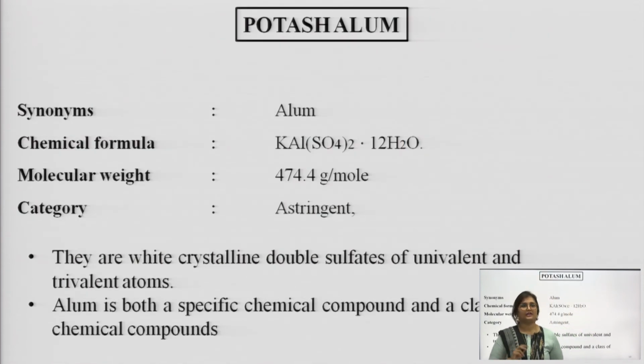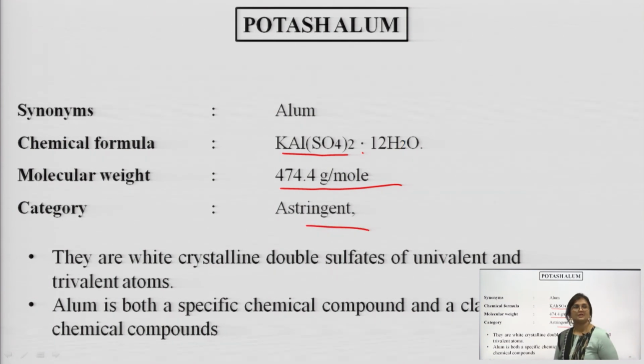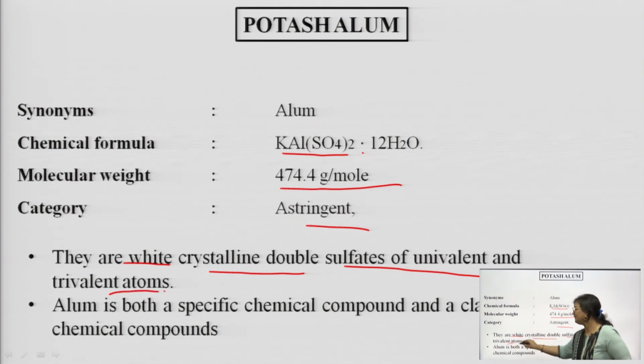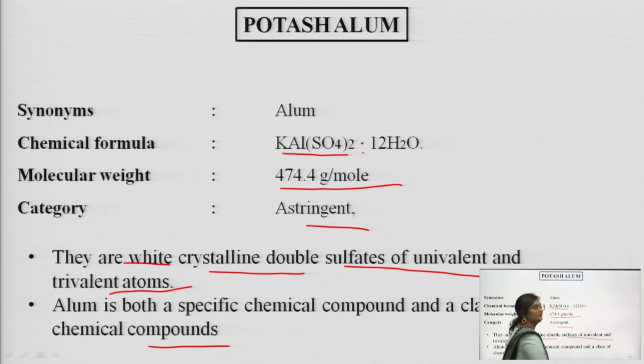Now moving towards potash alum. Potash alum, also known as alum, has the chemical formula KAl(SO4)2·12H2O. It has a molecular weight of 474.4 grams per mole. It belongs to the category of astringents. They are white, crystalline, double sulfates of univalent and trivalent atoms. Alum is both a specific chemical compound and a class of chemical compounds.